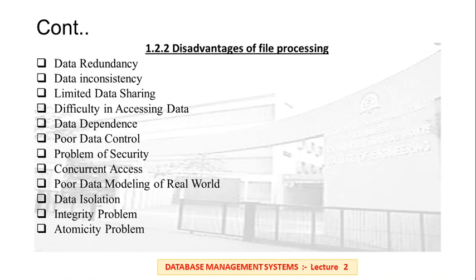The third point is limited data sharing. It is difficult to share data in a traditional file system. Each application has its own private files, and users have little choice to share the data outside their own applications. So to share the data we have to write complex programs. That is limited data sharing. So we cannot share all the information from every file. There is a limitation.